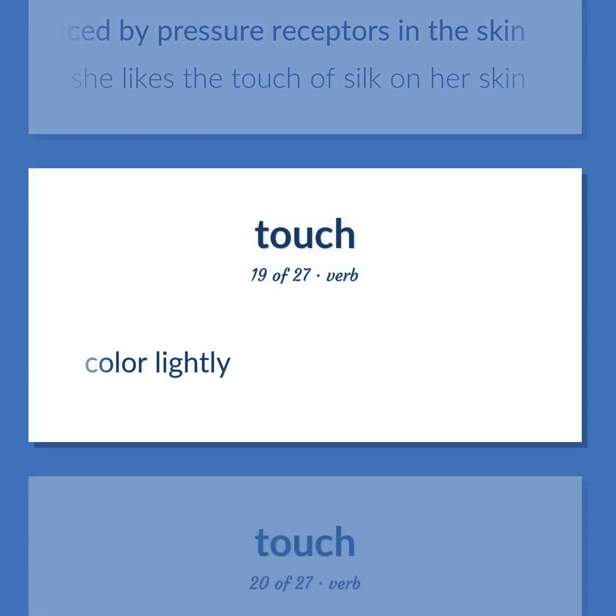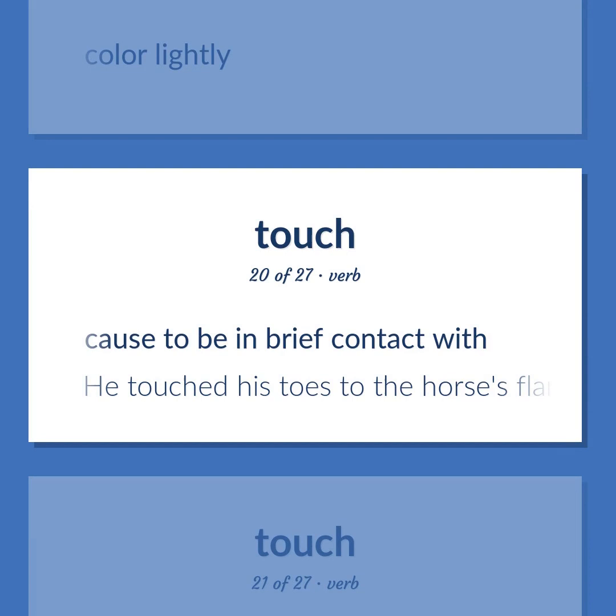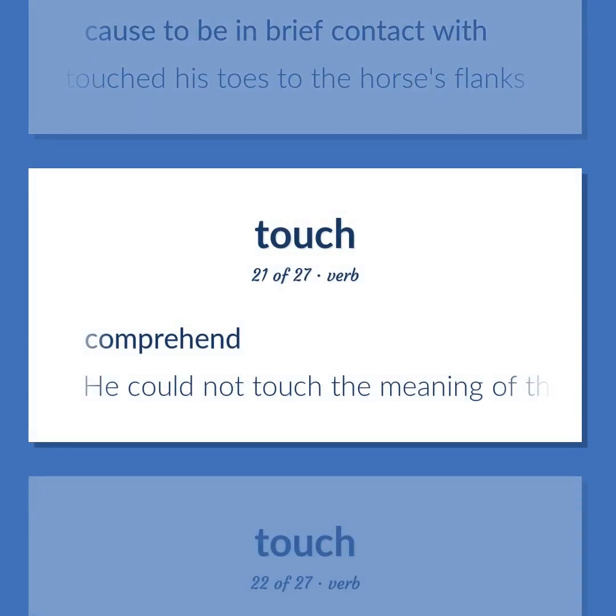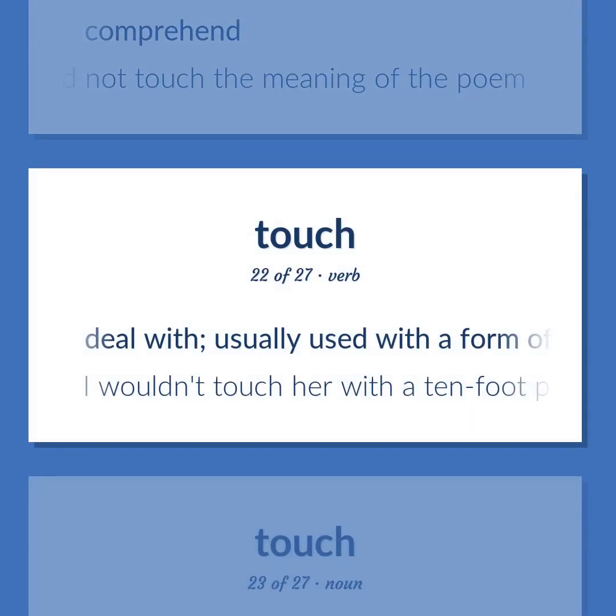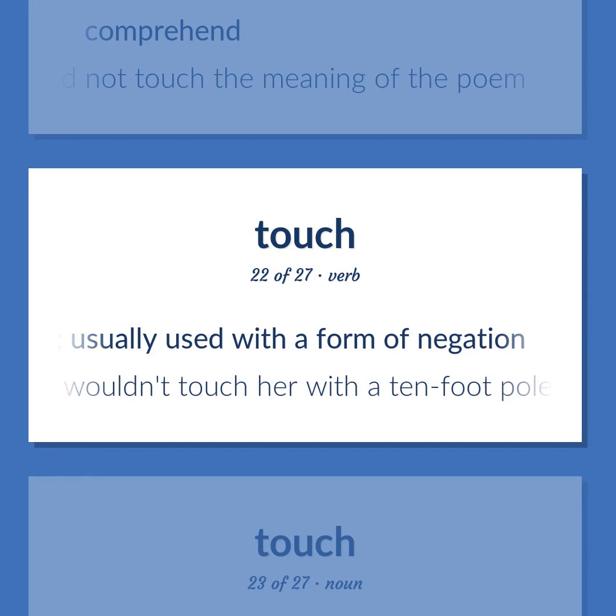Color lightly. Cause to be in brief contact with. He touched his toes to the horse's flanks. Comprehend. He could not touch the meaning of the poem. Deal with. Usually used with a form of negation. I wouldn't touch her with a 10-foot pole.